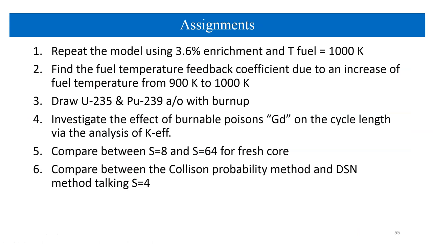Now you have to try what we did today. I sent you before the Excel file and the input. You have to try it, repeat the model. We have some assignments to make sure that you understand everything. Number one, repeat the model using 3.6% enrichment and T fuel equal 1000. Instead of using the current enrichment, just change enrichment and temperature and see what is the output, the change in group constants and the changes in the isotopes inventory for different burnup levels.